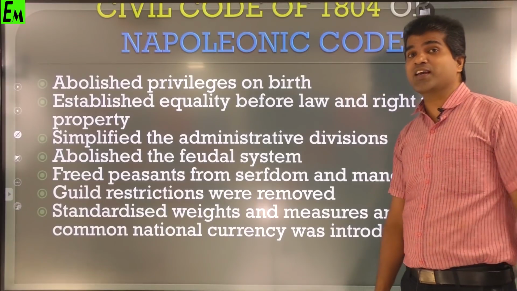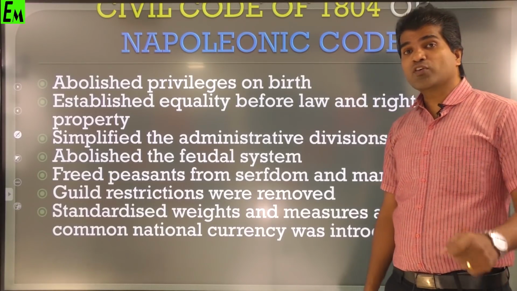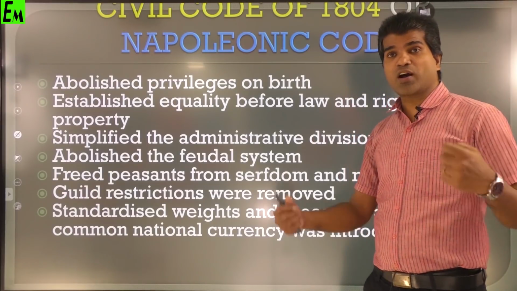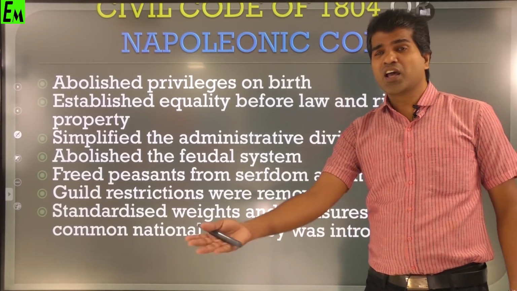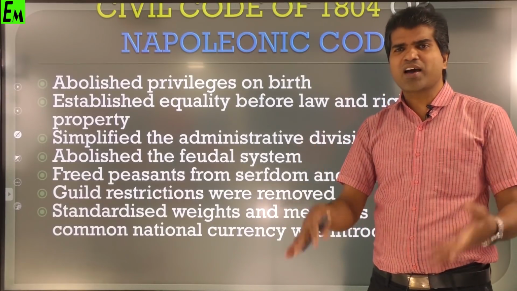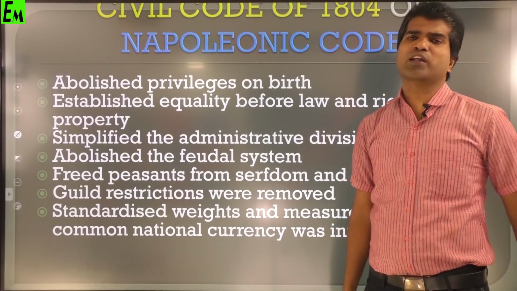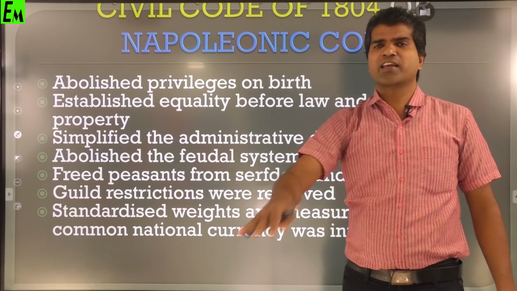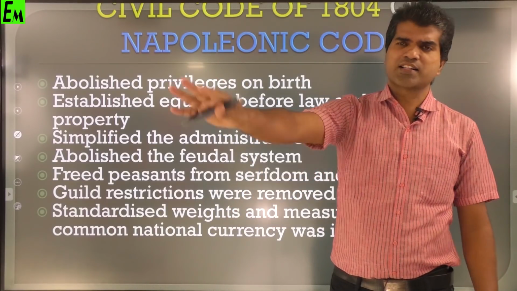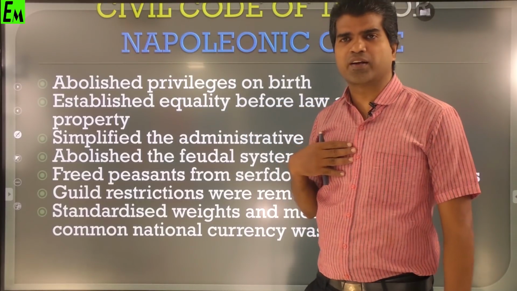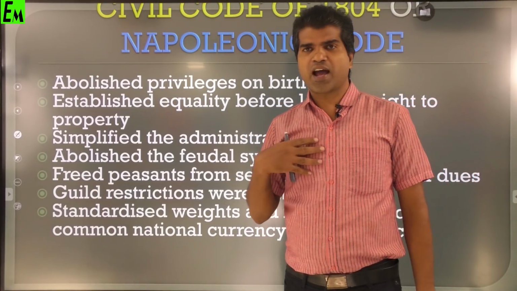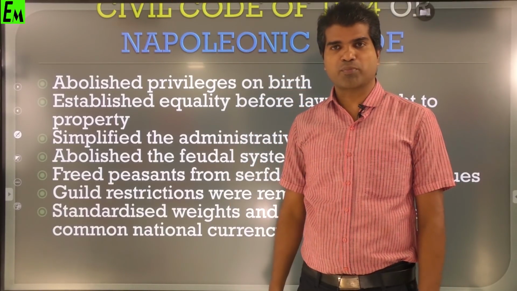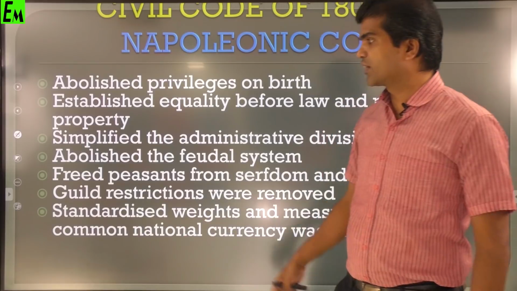And the right to property he has introduced. Before that, only the nobles and clergy, the higher class people, had the right to have their own property. The common people, these poor peasants and everyone, did not have the right to property. They did not have property at all. Now, Napoleon Bonaparte said, everybody in this country, everybody under me has the right to property. I will protect your property. I am ready to protect it. So, everybody has the right to have their own property. That is the second thing.